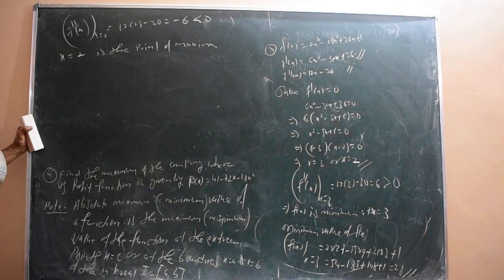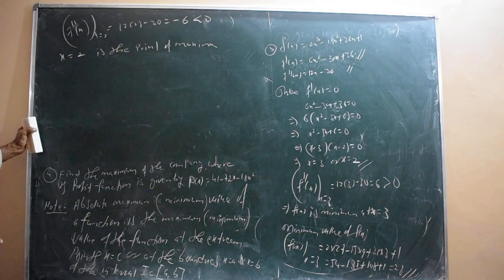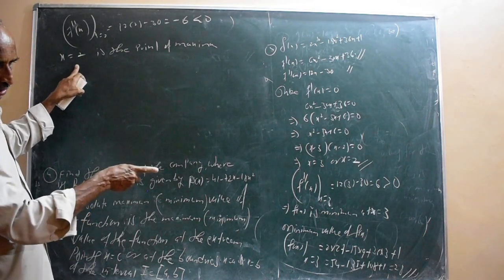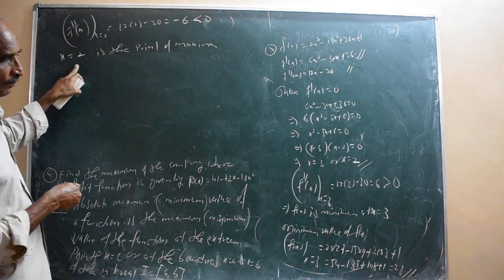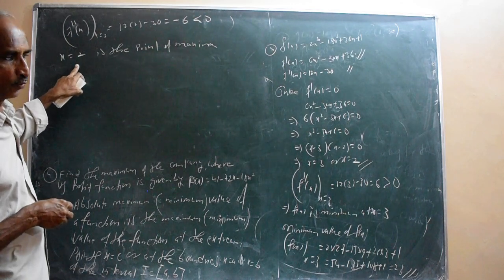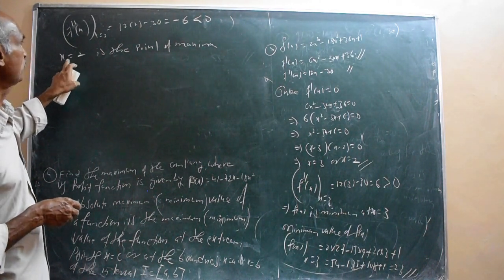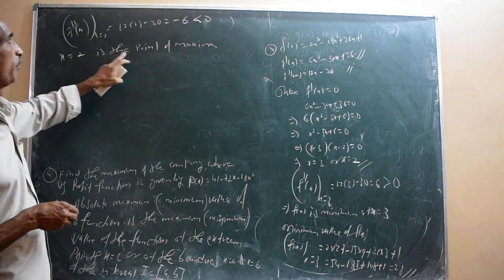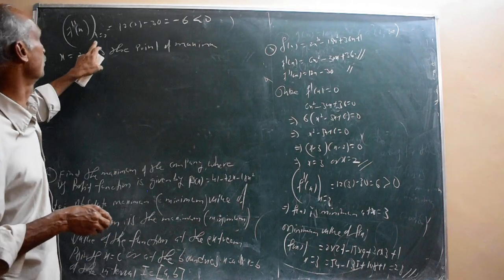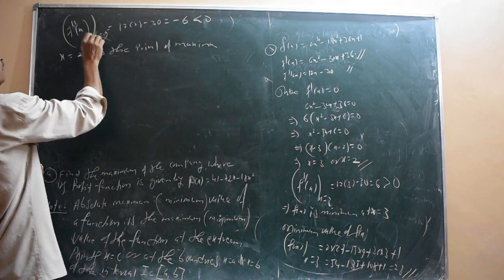The incomplete problem regarding the absolute maxima and absolute minimum. In the previous class we have worked out the minimum value of the function. The minimum value of the function is 28, which we got at the point x is equal to 3. x is equal to 2 is the point of maximum because the second order derivative is negative at x is equal to 2. Therefore, x is equal to 2 is the point of maximum.